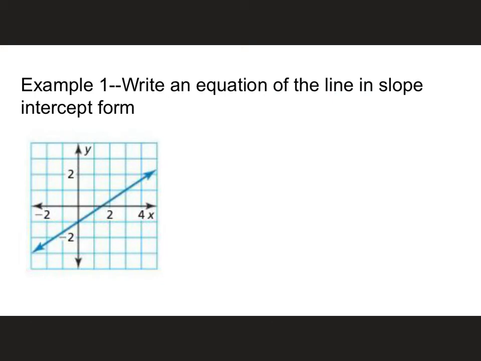Okay, so you're given a graph here, and we want to write the equation of this line. Now, first thing we want to look at is the equation of a line, y equals mx plus b. And remember what these different parts mean. So remember that m represents the slope, and b represents the y-intercept. So if I can identify the y-intercept, and if I can identify the slope of the line that I'm given, then this problem should be pretty easy because I can just fill in some numbers.